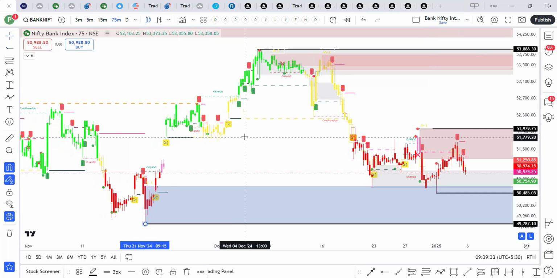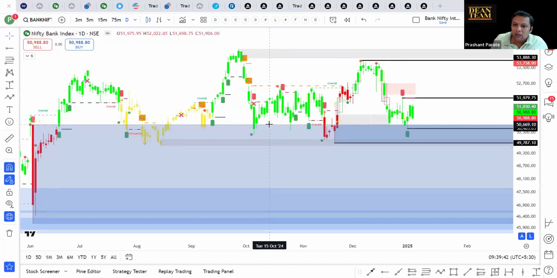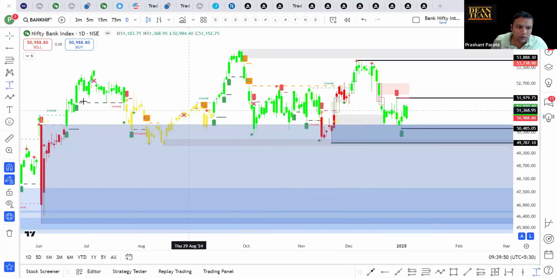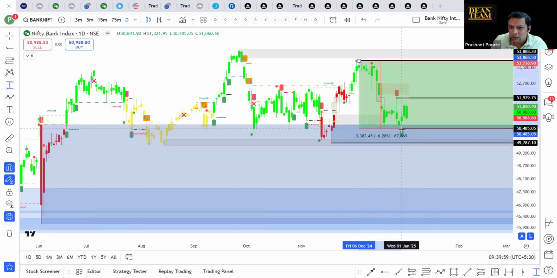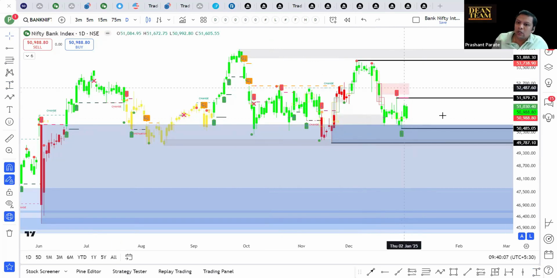It should be more than 2% away from the current price. If you are taking a trade based on the monthly chart, see how much Bank Nifty can move in a month. From 6th December to 6th January, let us see how much the range is. It is around 3,300 points, so 6%. If Bank Nifty is moving 3,000 to 4,000 points in a month, your iron condor levels should be at least 2,000 points higher and 2,000 points lower, meaning a 4,000 point range.